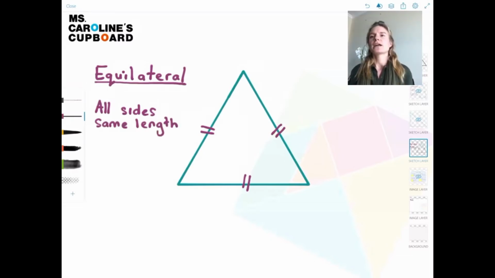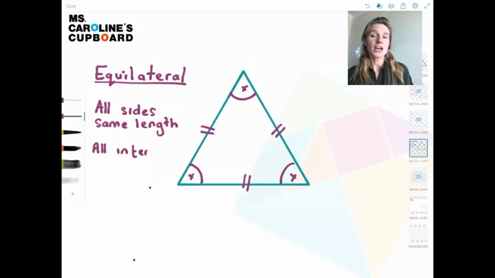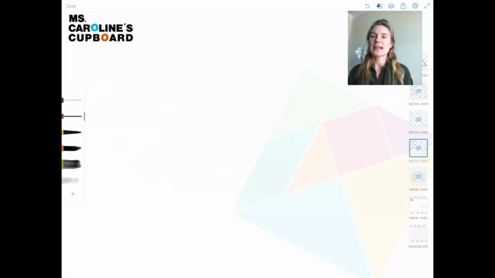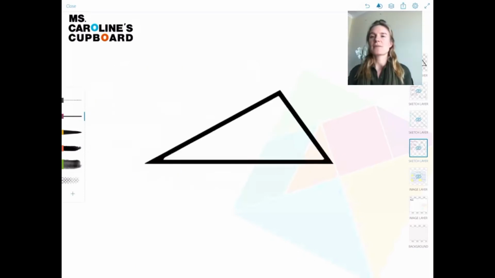An equilateral triangle. What else is the same? We have three equal angles, don't we? Three angles which are the same. All internal angles are the same. Easy peasy. So when we see an equilateral triangle, we know it's equilateral because it's got three sides which are the same length and three angles which are the same.